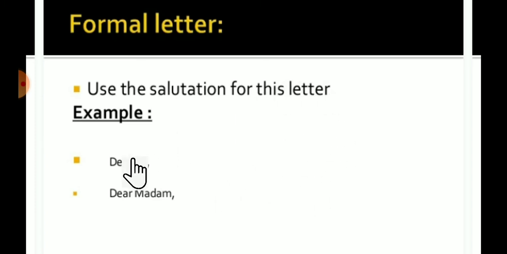So student, here see the point. Use the salutation for this letter. So student, what do you know about the word salutation? Do you know dear sir, dear madam, or telling hi, hello, how are you? So you are going to wish someone with these kinds of beautiful words: dear sir, dear madam, dear friends, or respected sir, respected ma'am or madam. So these kinds of phrases or words are called salutation. What are they called? Salutation. Understood student? This is what this slide says.